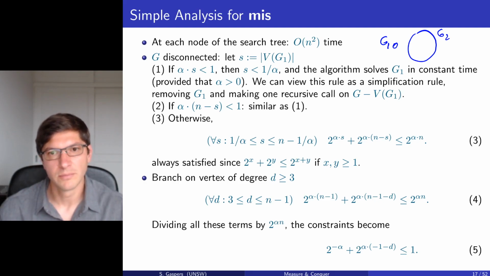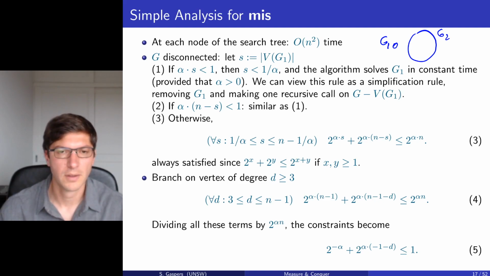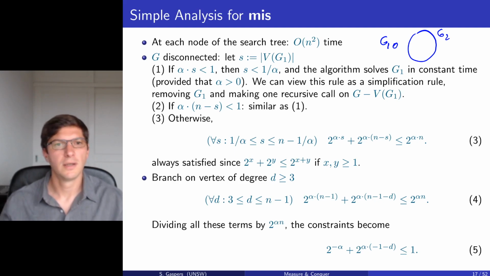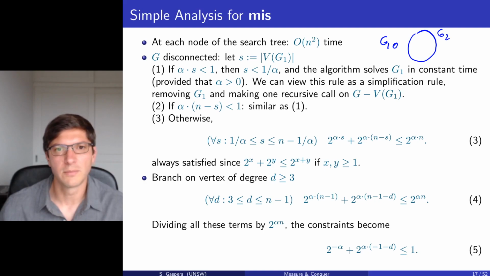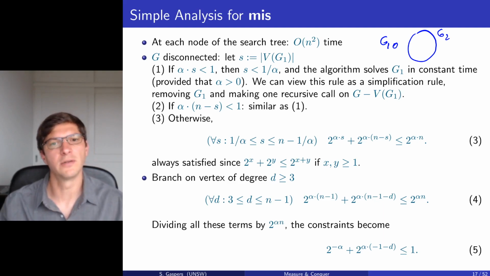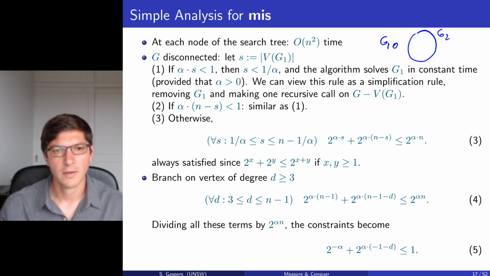Then the algorithm solves G1 in constant time, and we view this as a simplification rule that makes one recursive call where it solves G2. Similarly, if the number of vertices in G2 is smaller than 1 divided by alpha, then we do the same. Otherwise, we know that S is in between 1 divided by alpha and n minus 1 divided by alpha. So now we have a constraint for each value of S that is in between these bounds.